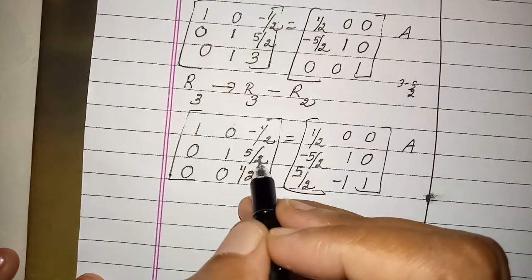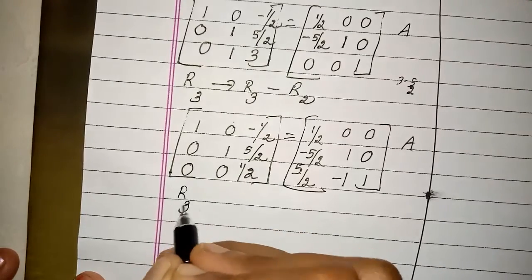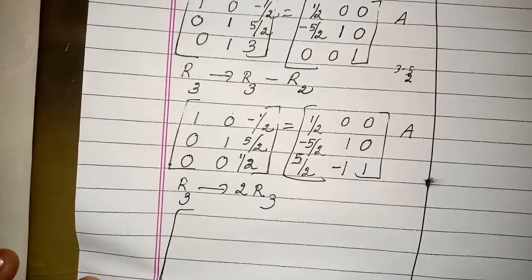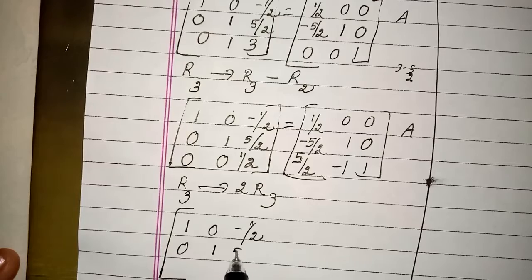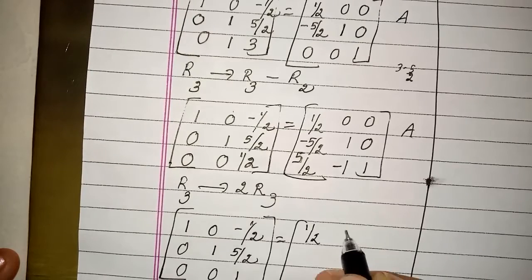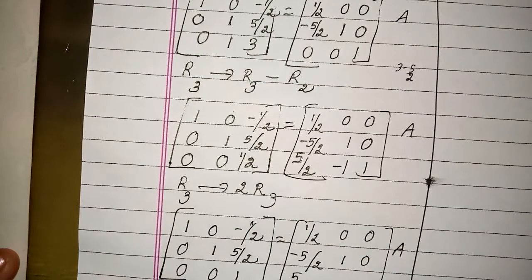Yes. Here 0 is required, but before that 1 is required here. So what will I do? R3, you multiply by 2 R3. Okay. First row as it is. Second row as it is. Third row multiply by 2. As it is, as it is. Here as it is, as it is. Multiply by 2, multiply by 2, multiply by 2.